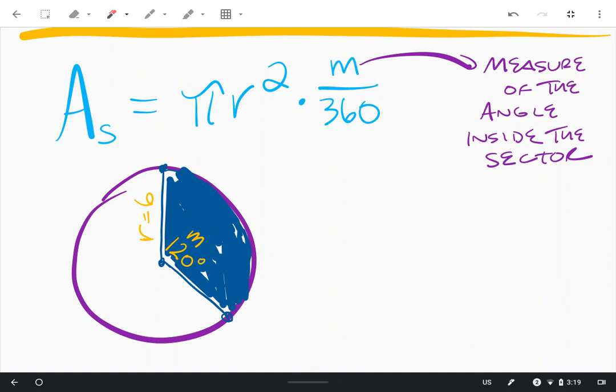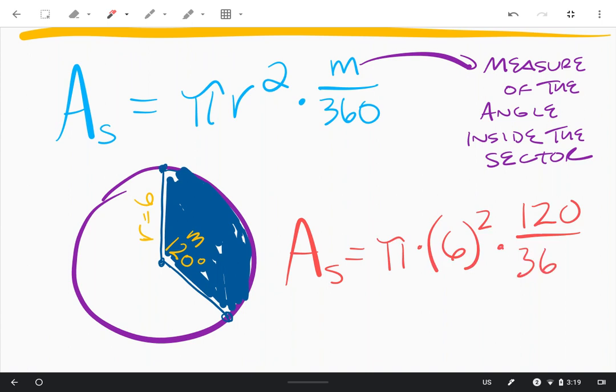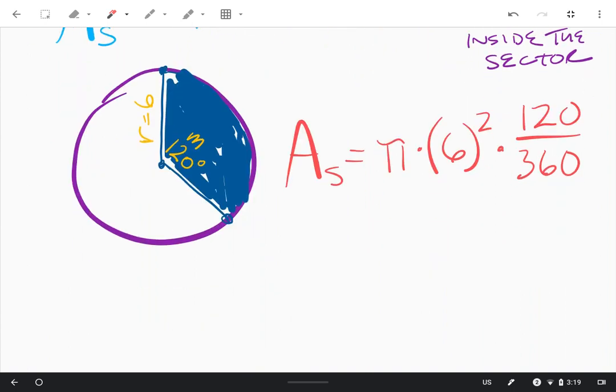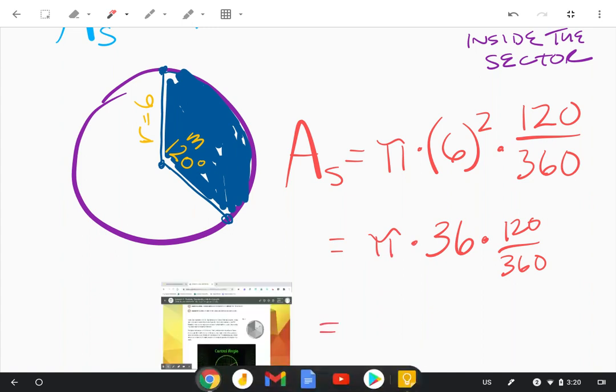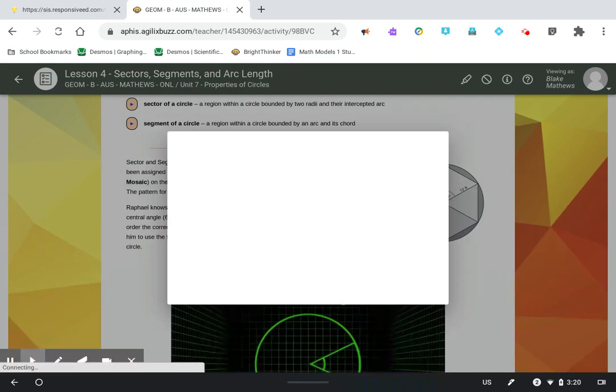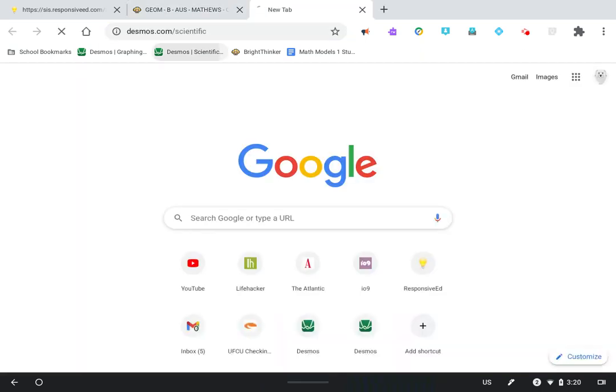If I use the formula as it's given, the area of this sector is equal to pi times 6 squared times m, which is 120 degrees, over 360. And then I just need to work this out. We know that 6 squared is 36, and we need to multiply that times 120 over 360. Now the pi, we're not going to do anything with. I'll show you what's going to happen here at the end. But let's go ahead and multiply 36 times 120 divided by 360.